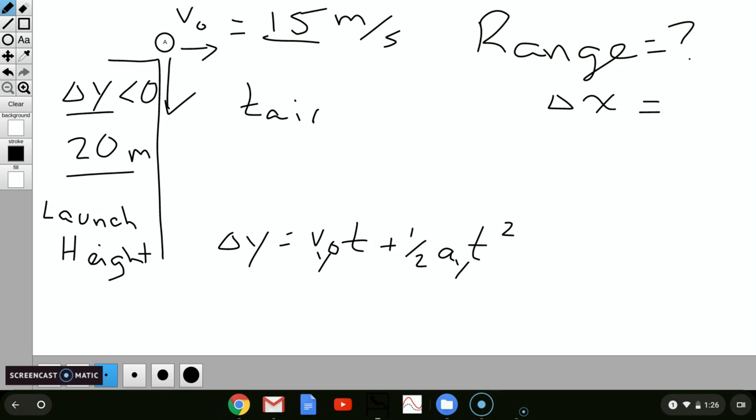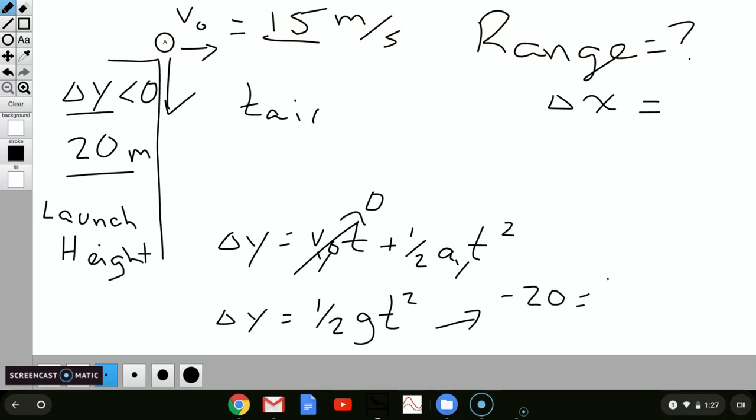Now, if we're treating this as a ball being dropped, what's its initial vertical velocity? If it's rolling straight sideways, that would be none. It has no vertical velocity if it's rolling straight sideways. Therefore, my delta y would be equal to 1/2 times the acceleration, g, times t squared. My displacement here is not 20, it's negative 20. And that's going to equal 1/2 times my g, which is negative 9.8, times t squared.